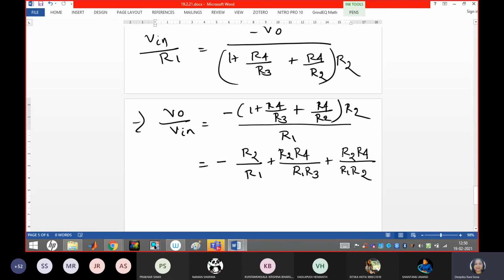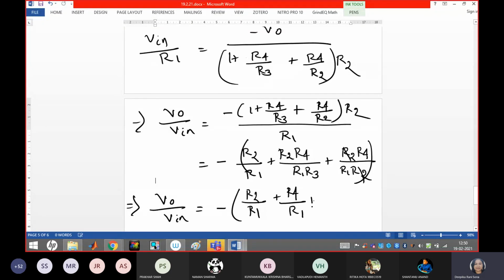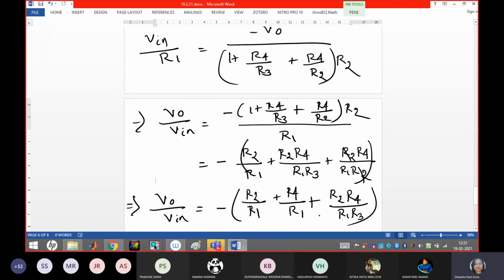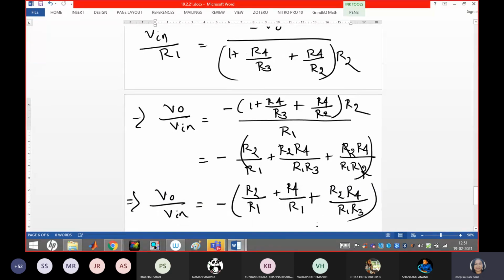So which term will get cancelled out? Here R2 R2 will get cancelled out. So what is the final equation for V0 by Vin? It can be written as minus of R2 by R1 plus R4 by R1 plus R2 R4 by R1 R3. That's all. This is the answer. Guys, got it?